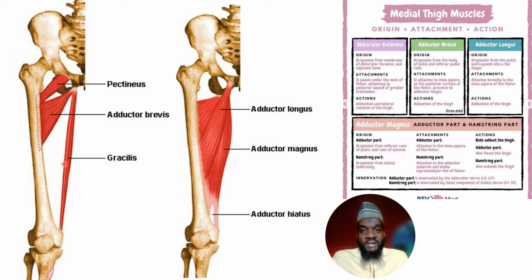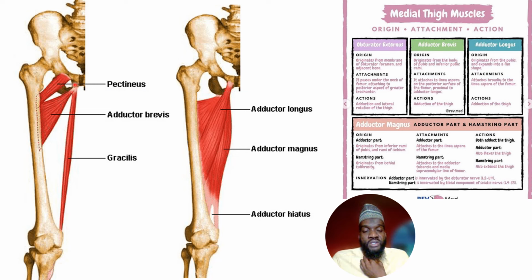So in this context, gracilis may not be included because its role in adduction is secondary to its function in knee and leg movements. Okay, and then you also have the obturator externus, which we already mentioned, and then the pectineus muscle. Both of them are anatomically associated with the medial thigh, but are sometimes excluded as well from basic tables listing the medial thigh muscles due to their distinct roles, functions or classifications.